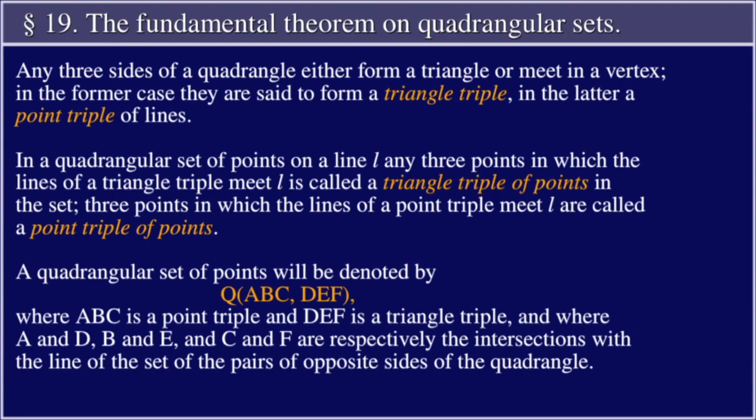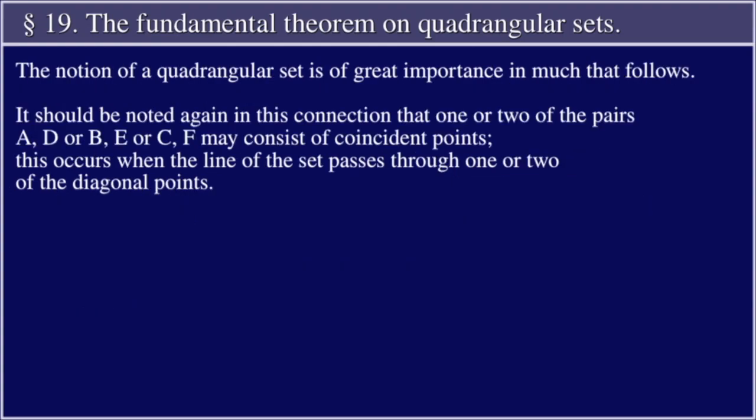point triple and DEF is a triangle triple, and where A and D, B and E, C and F are, respectively, the intersections with the line of the set of the pairs of opposite sides of the quadrangle. The notion of a quadrangular set is of great importance in much that follows.